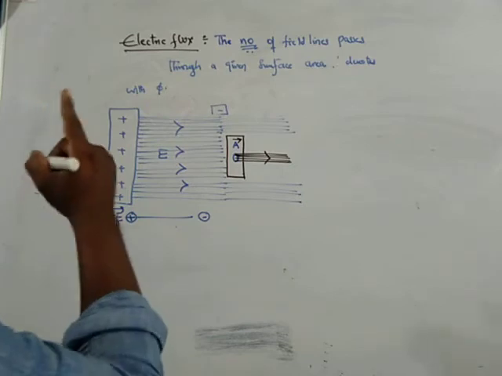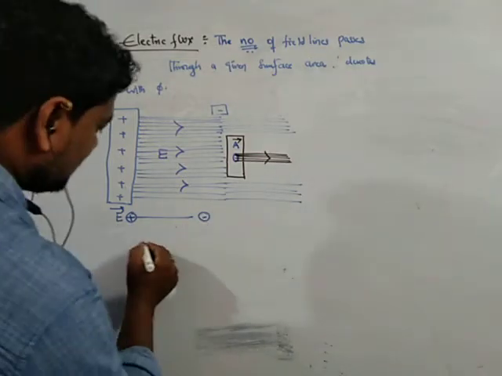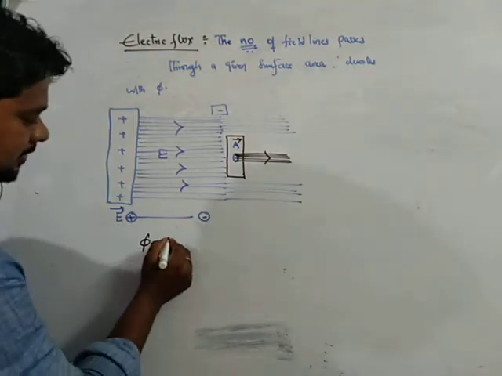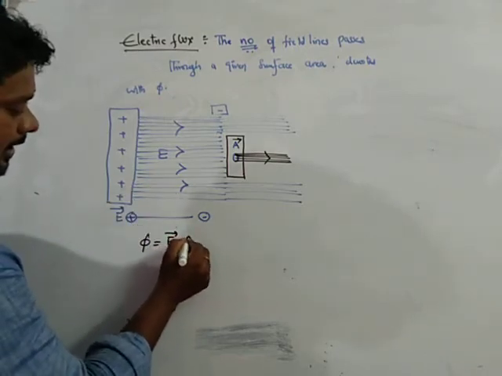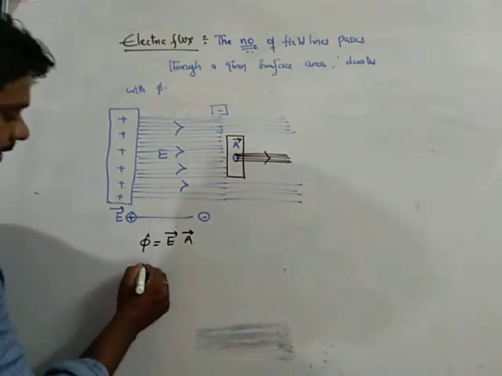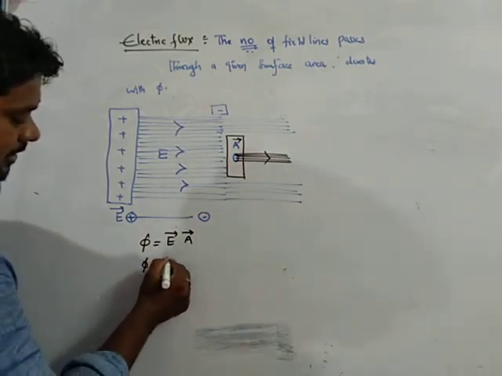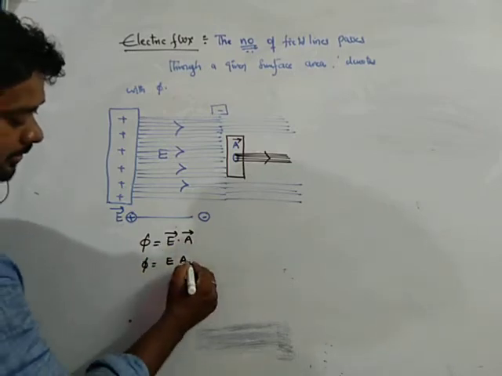The electric flux is nothing but the number of field lines passing through the given surface area, denoted with phi. Now what will be the definition? Flux is equal to the dot product of electric field and area, flux equals E dot A, which is EA cos theta.